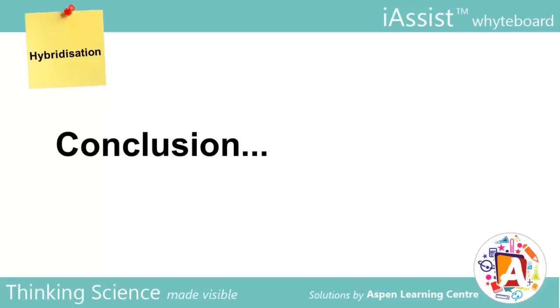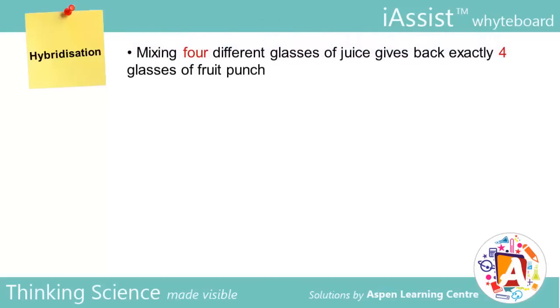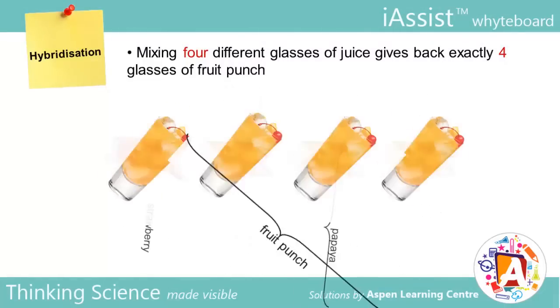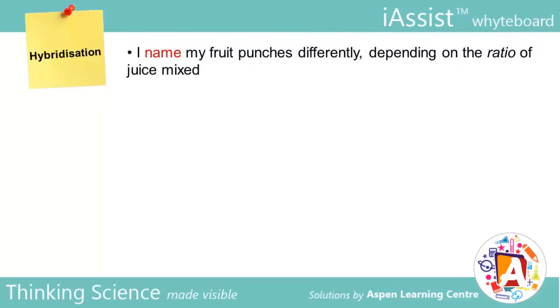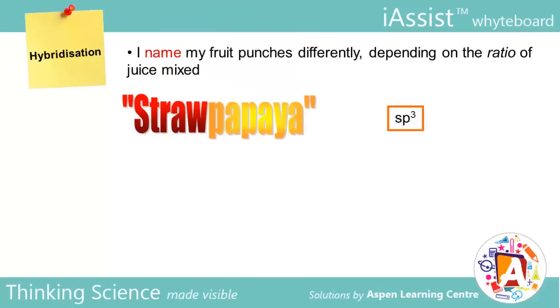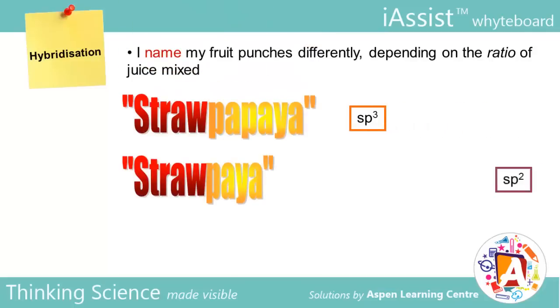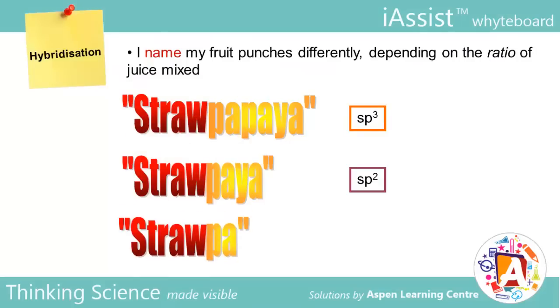Now, we draw important links of C hybridization with our fruit juice analogy earlier and consolidate a few important points as conclusion. Mixing four different glasses of juice gives back exactly four glasses of fruit punch. In each hybridization scenario, the number of atomic orbitals mixed always produce the same number of identical hybrid orbitals in return. I name my fruit punches differently depending on the ratio of juice mixed. The higher the ratio of papaya in the fruit punch, the more its name reflects that. Just like how we label the central atoms of the molecules, sp3, sp2 or sp, which simply depends on the number and what type of orbitals are mixed. Essentially, the name says it all.